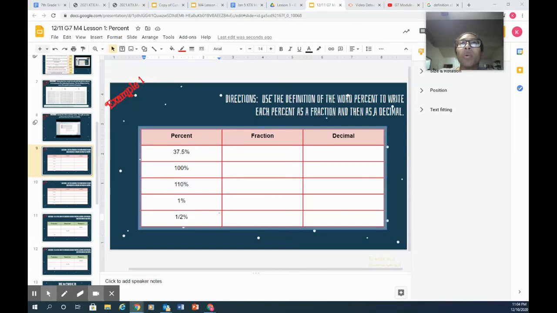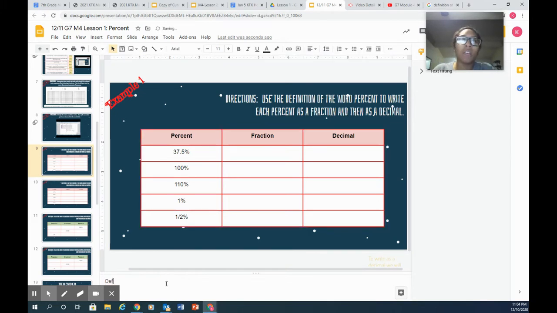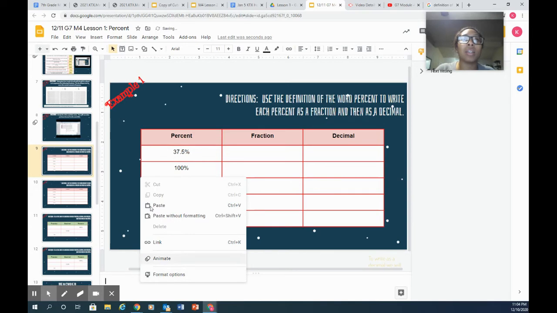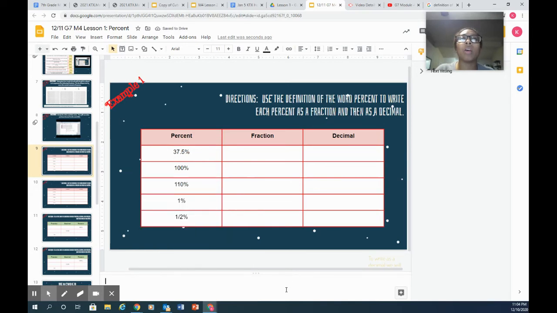Okay, so in example one, the directions say use the definition of the word percent to write each percent as a fraction and then as a decimal. So the definition of percent, type that down here. The definition of percent says that a percent is an amount out of 100. Okay, so we're going to use this to help us rewrite these percentages as both a fraction and as a decimal. Let's start with a fraction.